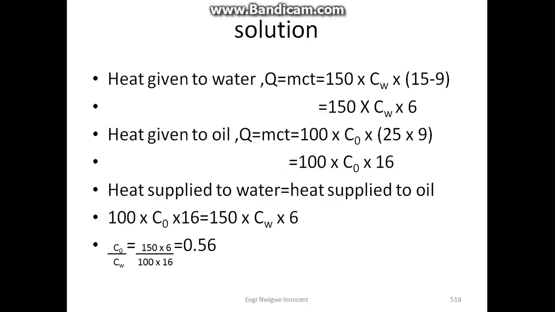Heat supplied to water is equal to heat supplied to oil. 100 times Co times 16 is equal to 150 times Cw times 6. Co over Cw is equal to 150 times 6 all over 100 times 16. This is equal to 0.56.